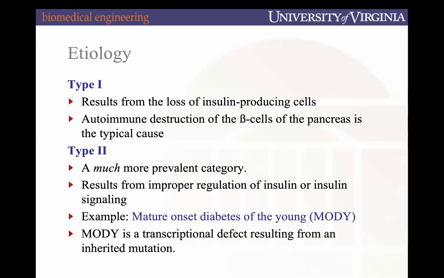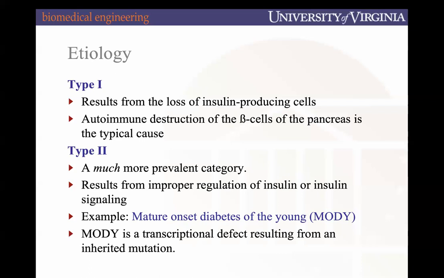Another example of type 2 diabetes is mature onset diabetes of the young. Previously, type 1 and type 2 were talked about with respect to when they were typically diagnosed. Some of you may have heard of juvenile diabetes.